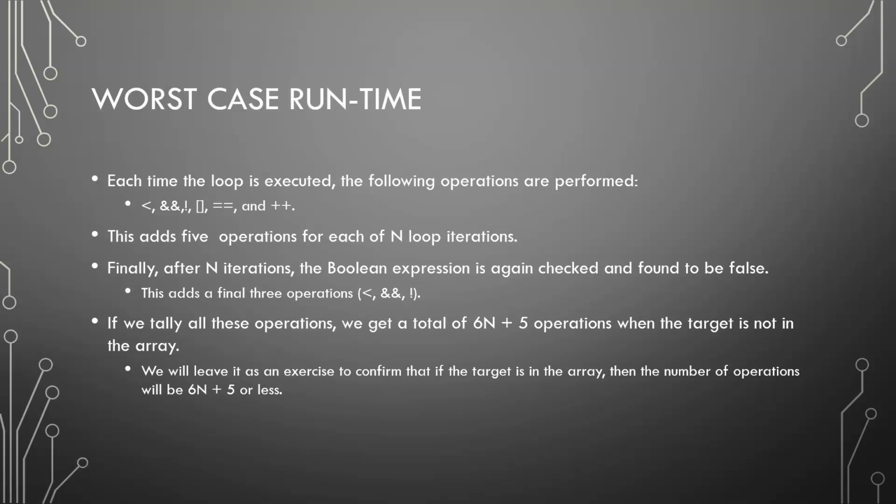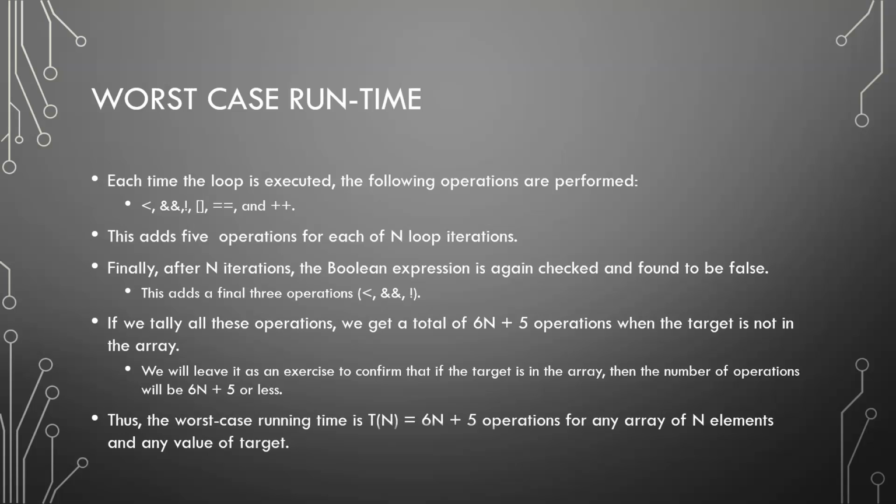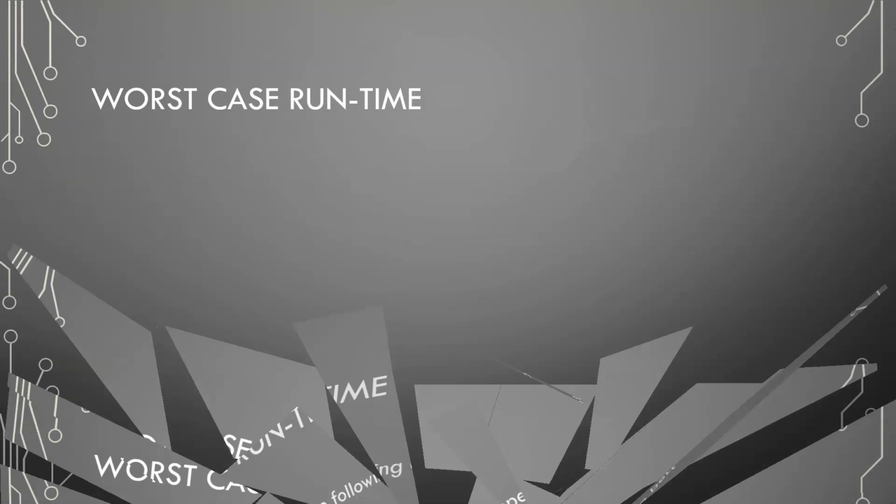Now, we're going to leave it as an exercise for you to do later on, to confirm the case where the target is in the array. If it is, the number of operations is going to be 6n plus 5 or less. Therefore, we can conclude that the worst-case runtime of this particular searching algorithm is T of n equals 6n plus 5 operations for any array of n elements and any value of target.